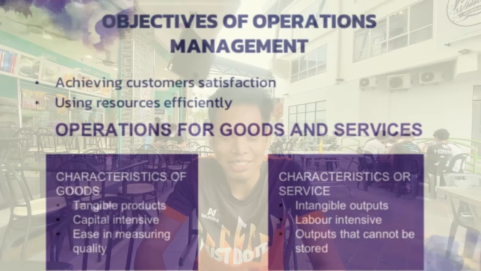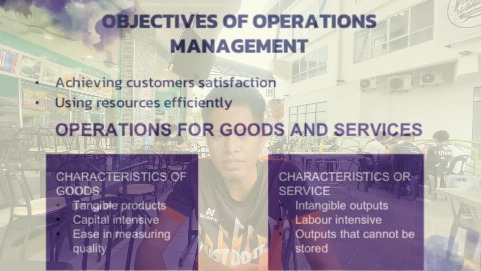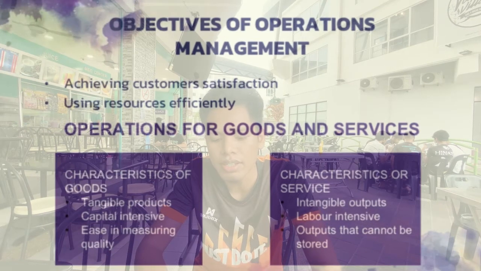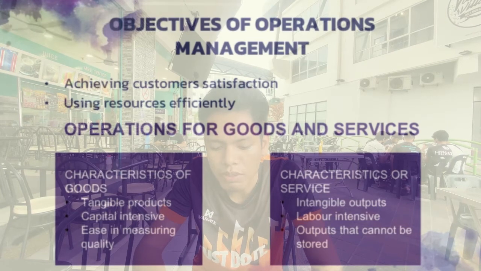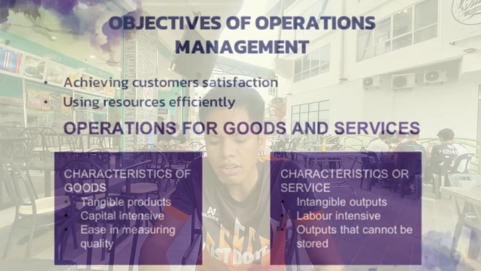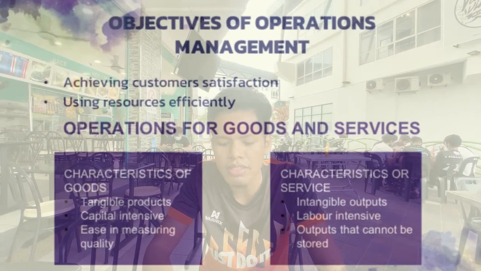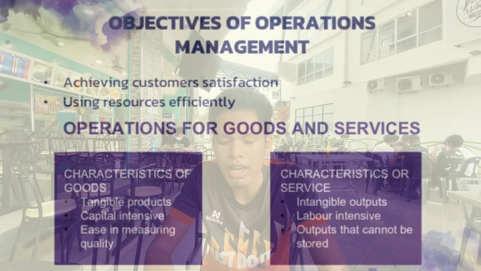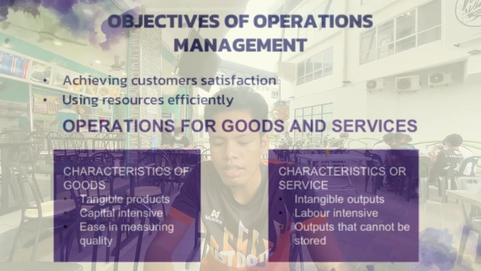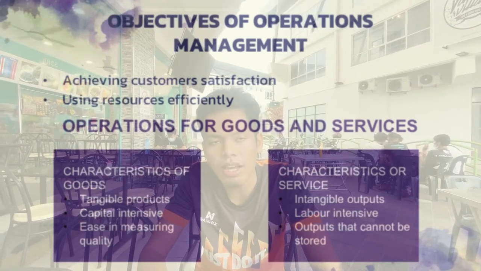Next slide is the objective of operation management. Point 1 is to achieve customer satisfaction. Second point is using resources efficiently. For operation for goods and services, we can see the table in the slide. The characteristics of goods are: delivered product, capital intensive, and envisioned quality. And the characteristics of service are: delivered with goods, labor intensive, and output that cannot be stored.